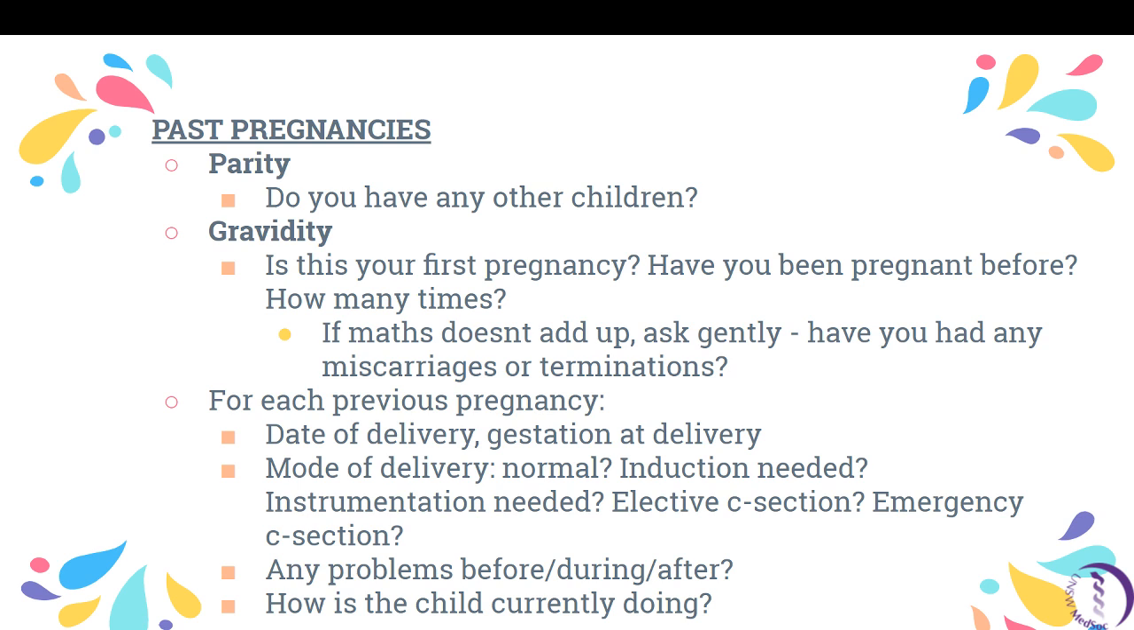Any reasons why they might have had an elective C-section? So say, for example, if the baby's positioning was wrong, or was there a need for an emergency C-section? If there were any problems before the birth, during the birth, or after the birth, so anything maybe like shoulder dystocia if the baby's shoulder was trapped or anything like that. And you also just want to ask how the child is currently doing. Okay, just because any of these issues here might come up again with a current pregnancy, so you just want to make note of that just so you can prepare as needed.